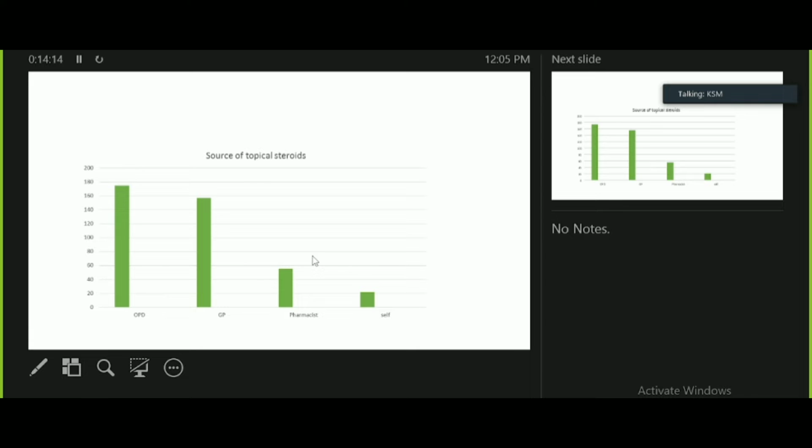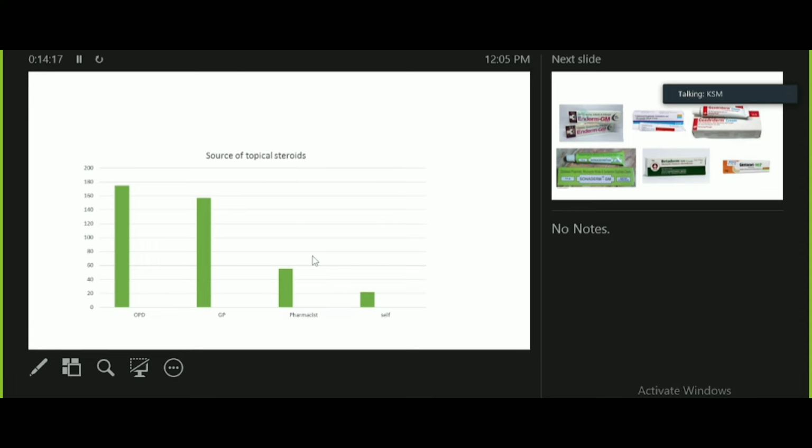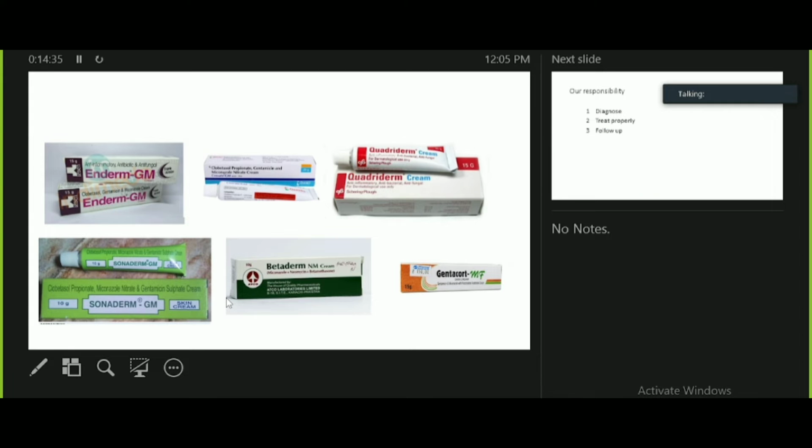And they further investigated the sources of topical steroids. Surprisingly, the most common source of topical steroids was outpatient departments of government hospitals, and GPs contributed more or less a similar amount. These are the culprits: triple combinations having steroids, antifungals, and antibiotics. So this should not be used.